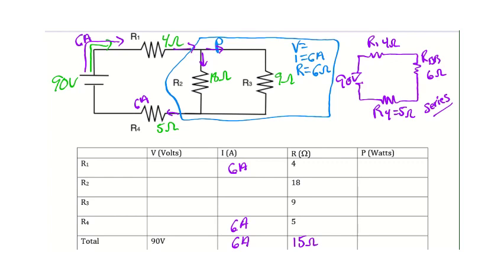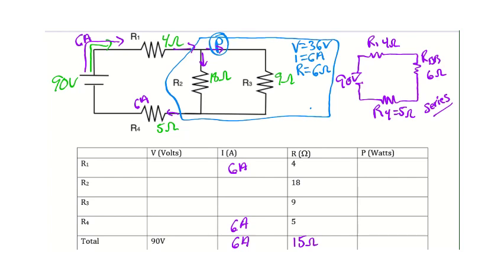So recall, the blue box was covering up what kind of circuit? That's why I told you to always put the letter, whether S for series or P for parallel. In this case, we've covered up R2 and R3, which were in parallel. So that's going to help us here. In the blue box, we know the current is 6, the resistance is 6, so I know my voltage is 36.